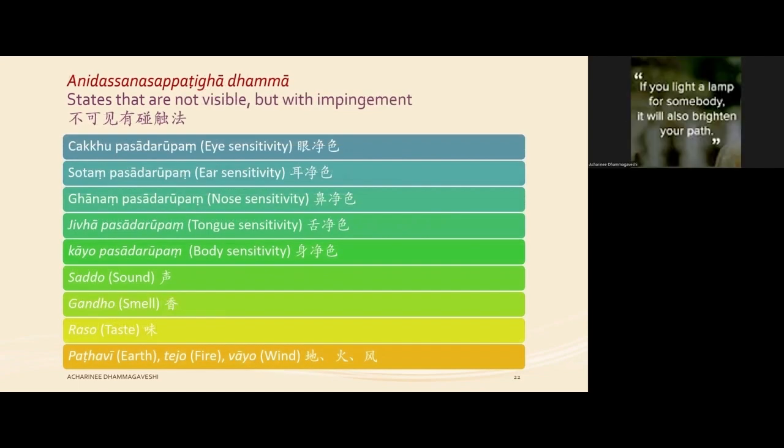Now we come to the second term, Anidassanasappaṭighā Dhammā, states that are not visible but with impingement. So here we get, out of the 12 Olārika Rūpa, 11 excluding Rūpa, excluding Vaṇṇa Rūpa. So here we have Cakkhu, Sota, Ghāna, Jivhā, Kāya Pasāda, the eye, ear, nose, tongue, body sensitivities, and Sadda, Gandha, Rasa, and Phoṭṭhabba.